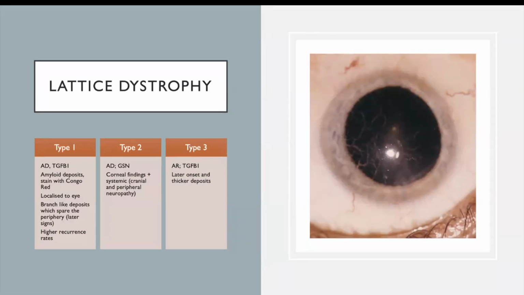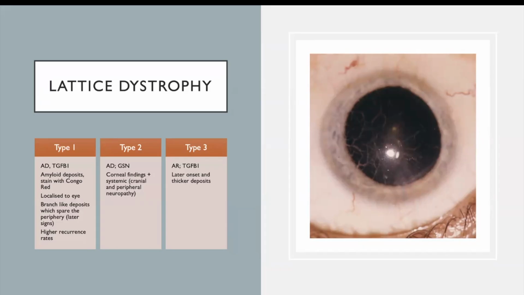So getting into lattice dystrophy, this is an autosomal dominant inherited condition when you're looking at usually the first two types. There's lots of different types, but across all of them, you're looking at amyloid deposits. So with type 1, you're looking at localized findings to the eye. It's corneal amyloid deposits within the stroma, which stain with Congo red. You get these branch-like deposits that develop into a lattice, and they tend to spare the periphery.